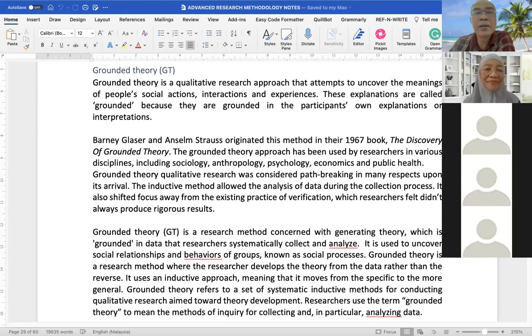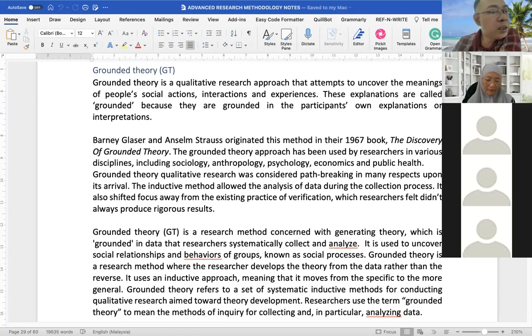Clearly. Okay. So grounded theory is a type of qualitative research approach that tries to uncover the meanings of people's actions, the meanings of people's experience, the meanings of people's interactions. It's called grounded because it is grounded in the participants' own explanations or interpretations.